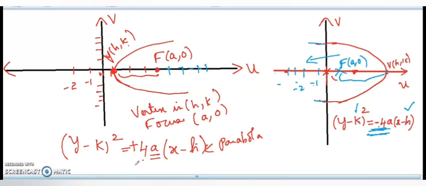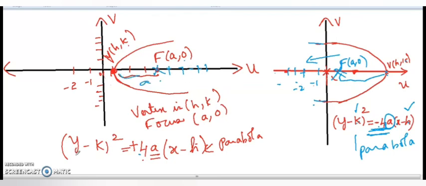Similarly, the same thing will be true. You can take the parabola. This also represents a parabola. So positive side means the opening will be towards the positive side. If you have a minus sign, then the opening will be towards the negative side. Also, we say the vertex is h comma k, and the focus is a comma 0, which is at a distance a from the vertex.